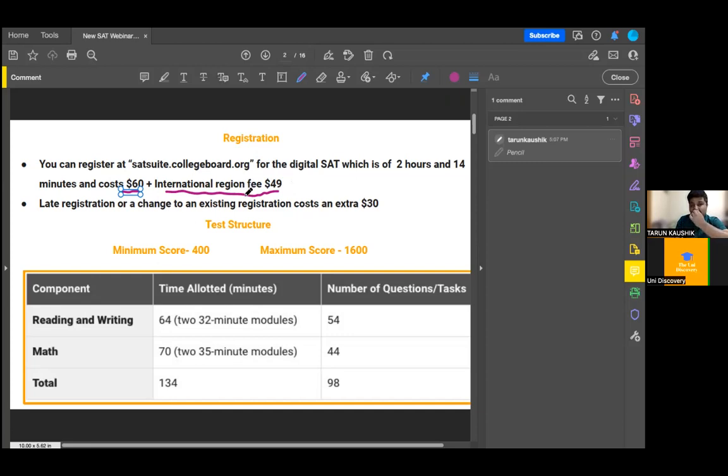Now, let's say if somebody has registered for the August SAT and they want to change their registration date or test date, for that you need to pay $30 extra.